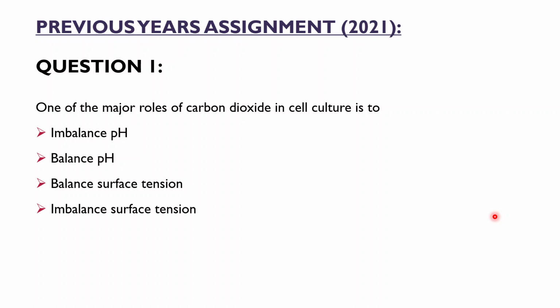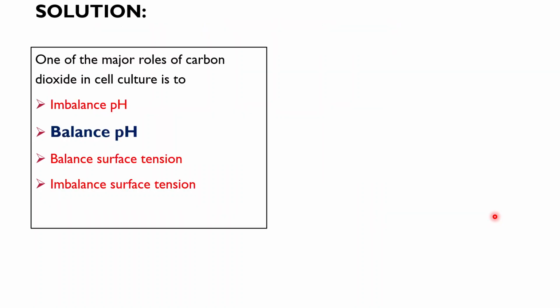Okay, so many of you are saying that it's option B, that is balanced pH. Yeah, so let's see what the right answer is. Yes, the right answer is to balance pH, as we have discussed previously that carbon dioxide acts like a buffer system. It helps to maintain the pH at the physiological level of 7.4. So this is the right option, that carbon dioxide in the cell culture is used to balance the pH. Now moving on to our next question.